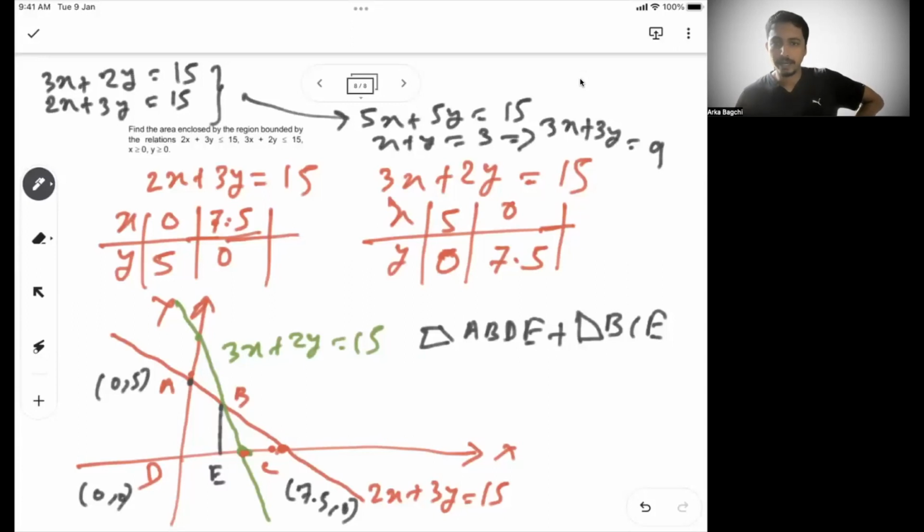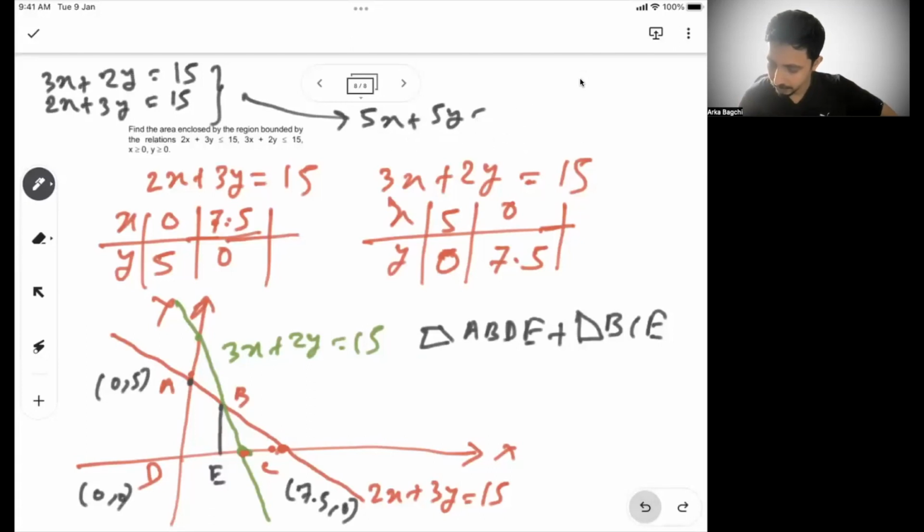Now if you subtract 3x plus 3y equal to 9, just a minute, let me see if I got it right. X plus y equal to 3. Yeah. And 2x plus 3y is 5x plus 5y. Sorry, my bad. If I add all of them, 5x plus 5y becomes 30. So x plus y becomes 6.